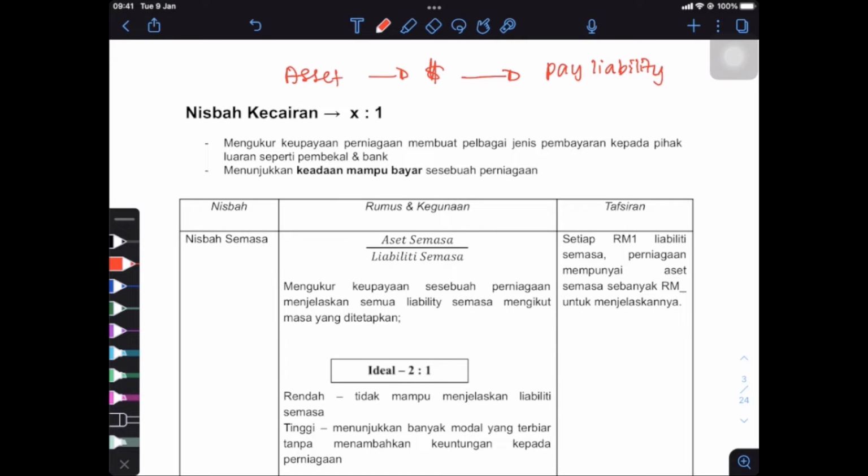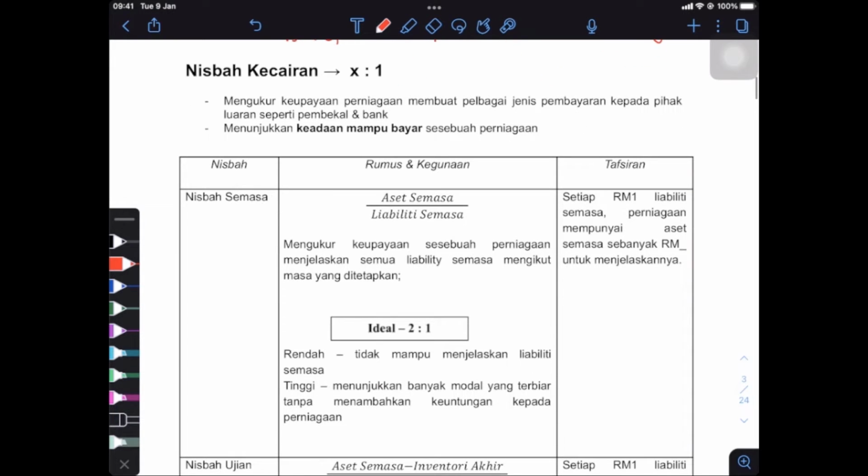Nisbah kecairan, we have two. One of them is nisbah semasa. So semasa, what is semasa in our business? When we are doing accounts, what we have as semasa is your asset semasa and your liability semasa. So if I'm not mistaken, semasa actually means like current. It is current. Yeah, in English, we call it current asset, current liability.